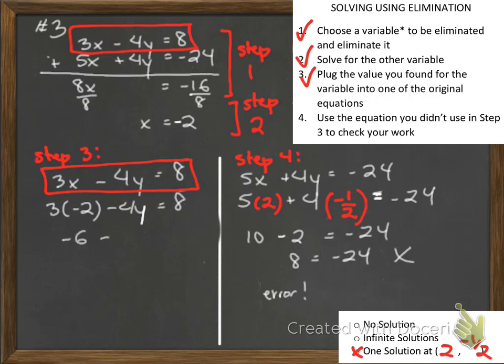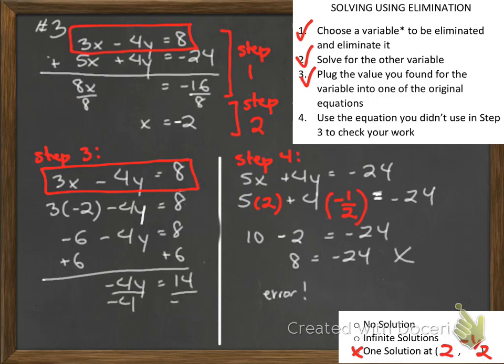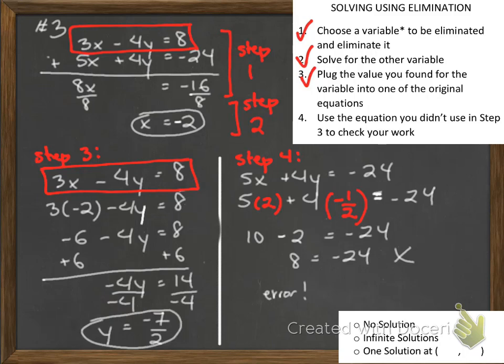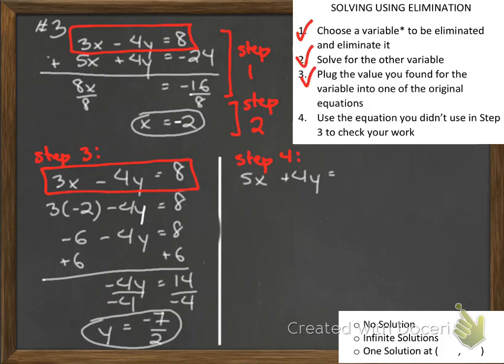So I would get negative 6 minus 4y equals 8. Then I would need to add 6 to both sides, so I get negative 4y equals 14. Then I would divide both sides by negative 4, and I end up with y is equal to negative 7 halves. Okay, so now I have two new different answers. I still need to do step 4 all over again. I need to check these answers because, what if I made another mistake? It happens. All right, so let me erase this work here.